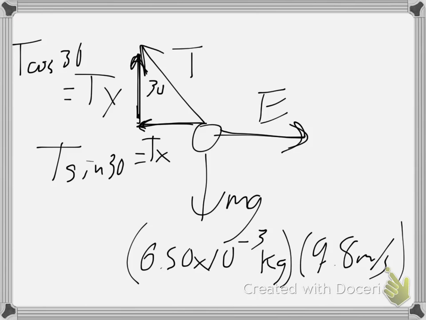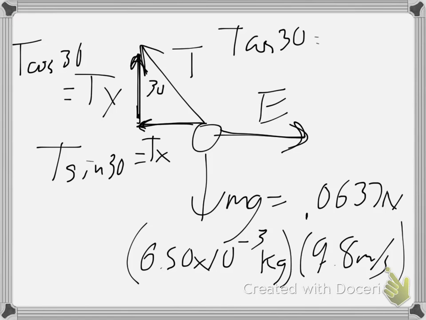That's going to be 0.0065 times 9.8. This force of gravity will be 0.0637 newtons, which means that my T cosine 30 up here will also be equal to 0.0637 newtons.